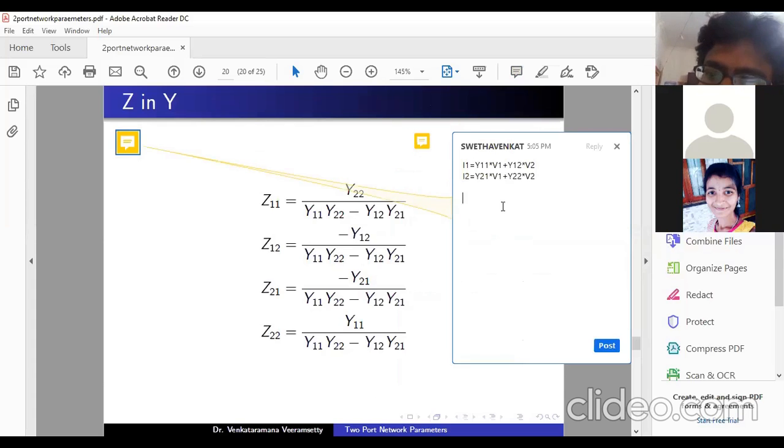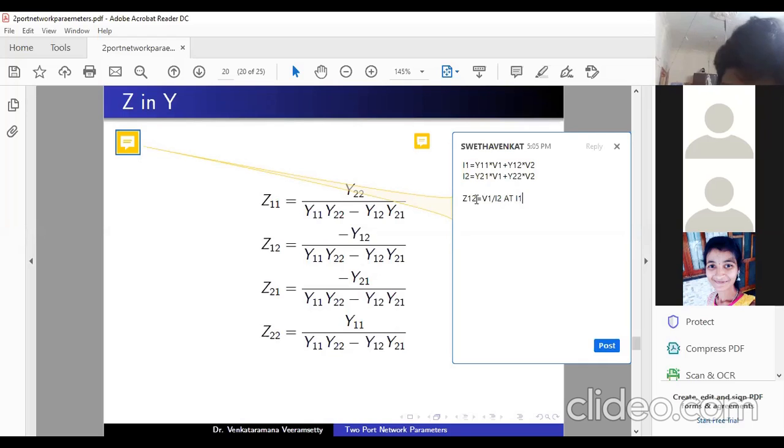Now what you have to calculate? I want to derive the expression for Z12 in terms of the Y parameters. So how we define Z12? Z12 equal to V1 by I2 at I1 equals 0, right? Good. Now what we have to do? Replace this I1 equal to 0 in this equation.